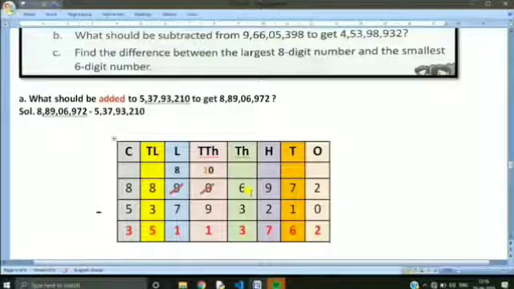Moving on, 1000 column. 6 minus 3. Again from 6, 3 is possible to subtract. So write the answer as 3. Next, we will be moving to the 10,000 column. 0 minus 9. Here we are seeing 0 minus 9.